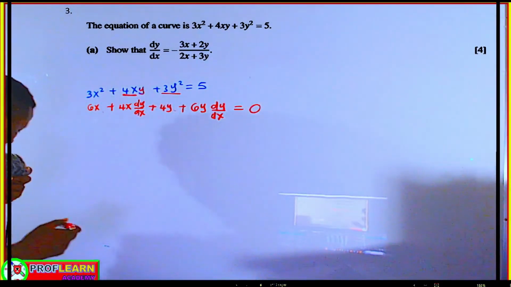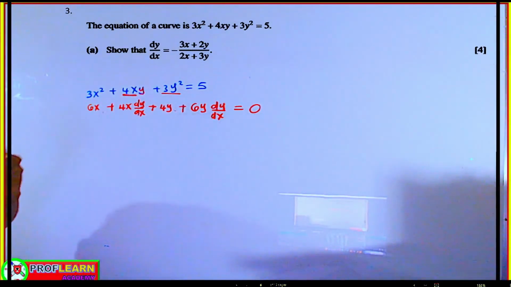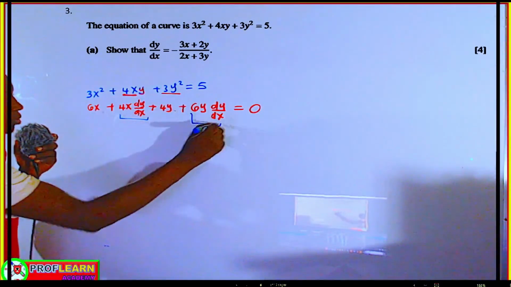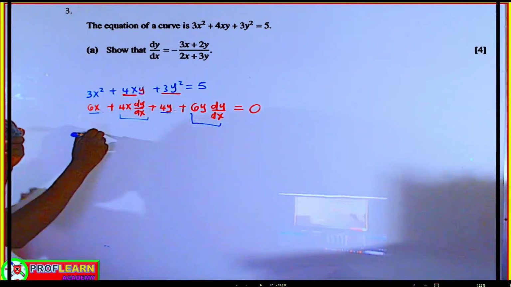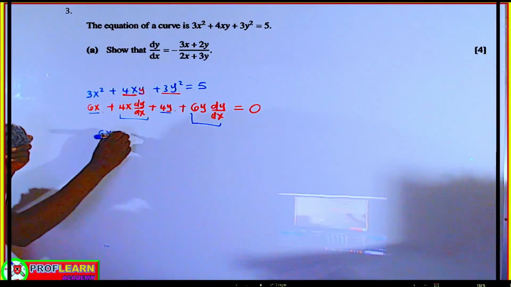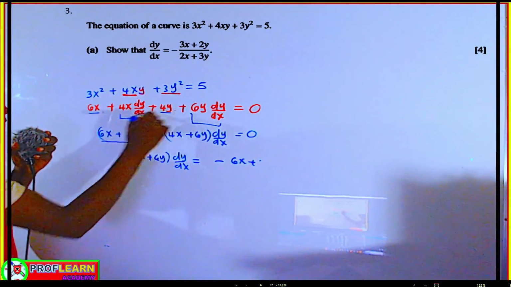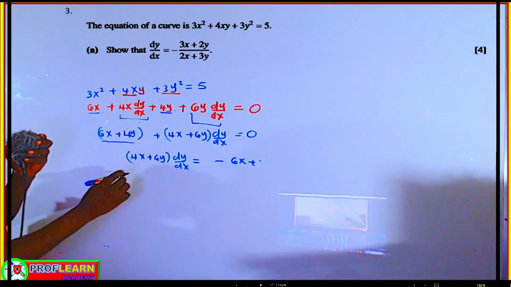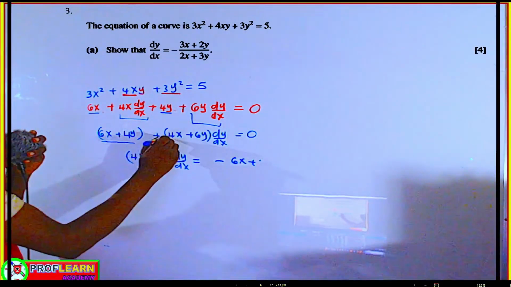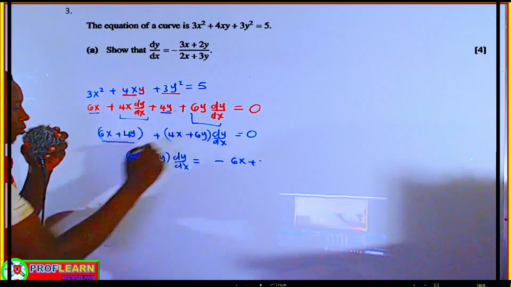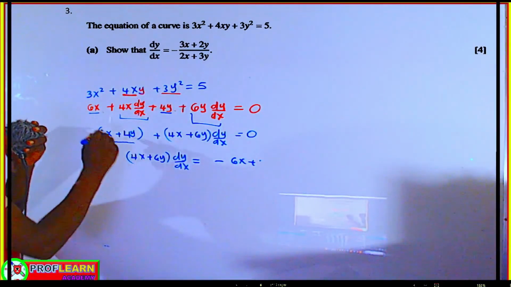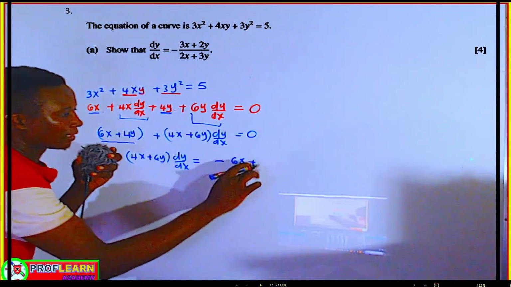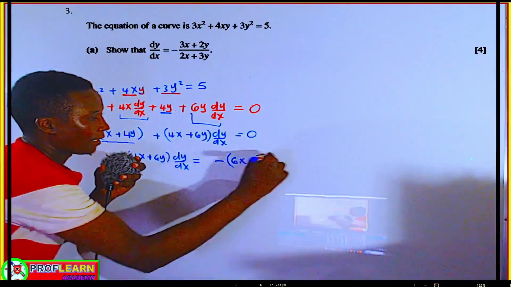Now, the next thing you are going to do, we are going to put those terms which have dy/dx together, and we group them together. So the terms with dy/dx have 4x plus 6y, and 6x plus 4y is here, the one that we are taking out on the other side. So this is going to be 4y at that given point.